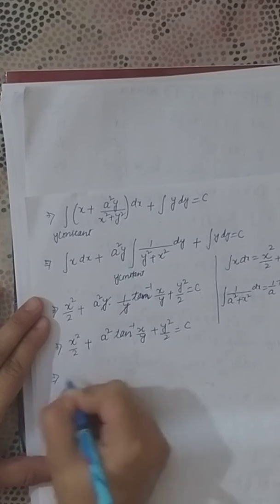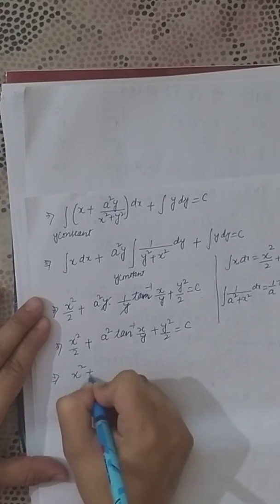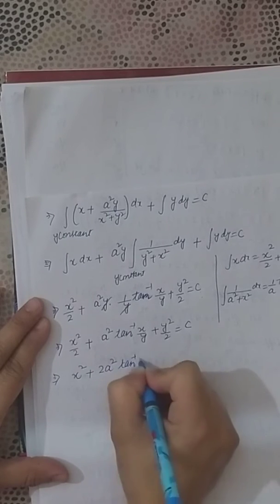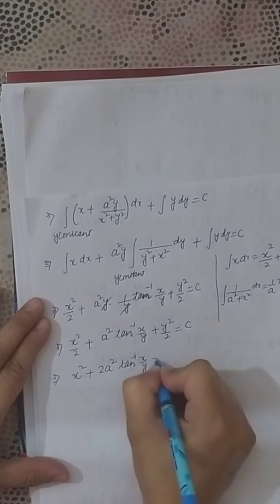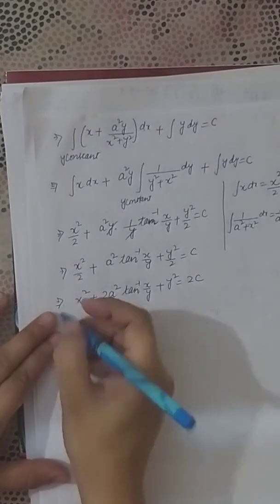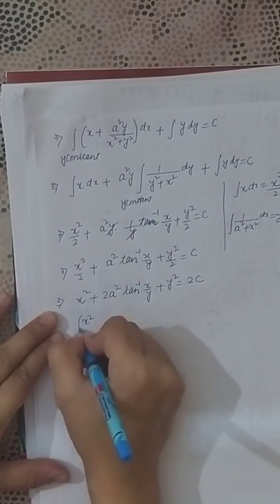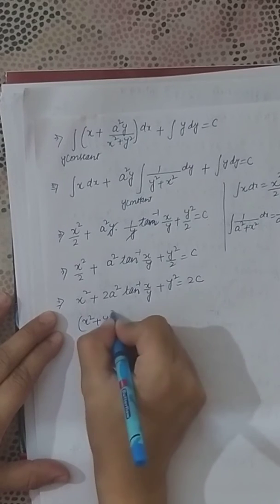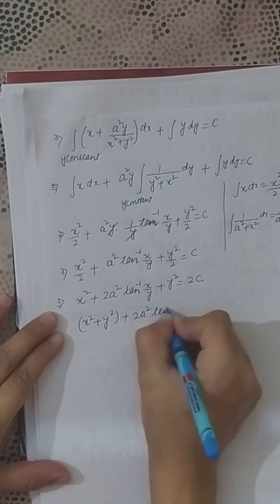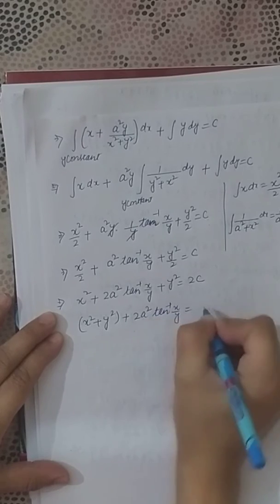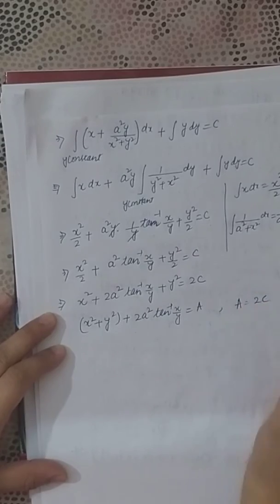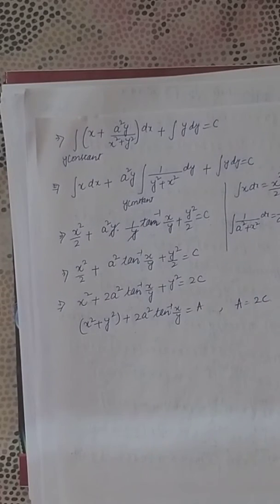Now take 2 LCM: x square plus 2a square tan inverse x over y plus y square equal to 2c. Or this can be written as x square plus y square plus 2a square tan inverse x over y equal to a, where a is another constant which is equal to 2c.